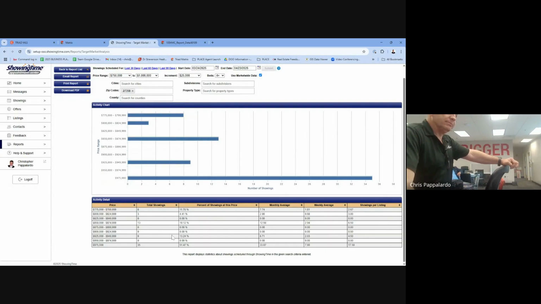And this is awesome. Let me see if I can make this bigger for you guys. Sorry. You guys see it? Okay, good. This is for the month, in this price range, not property, in this price range: there were 8 total showings, 1.2, less than 2 showings a week. And in 30 days, only 2.67 showings per listing.